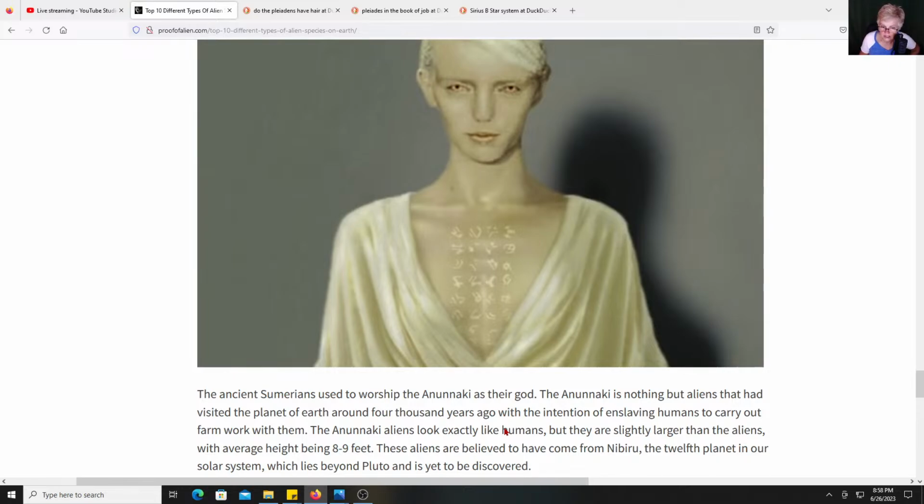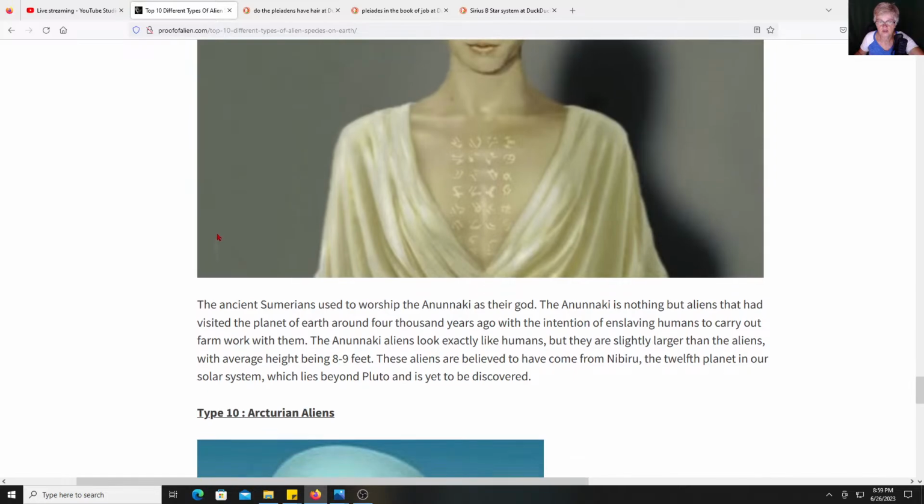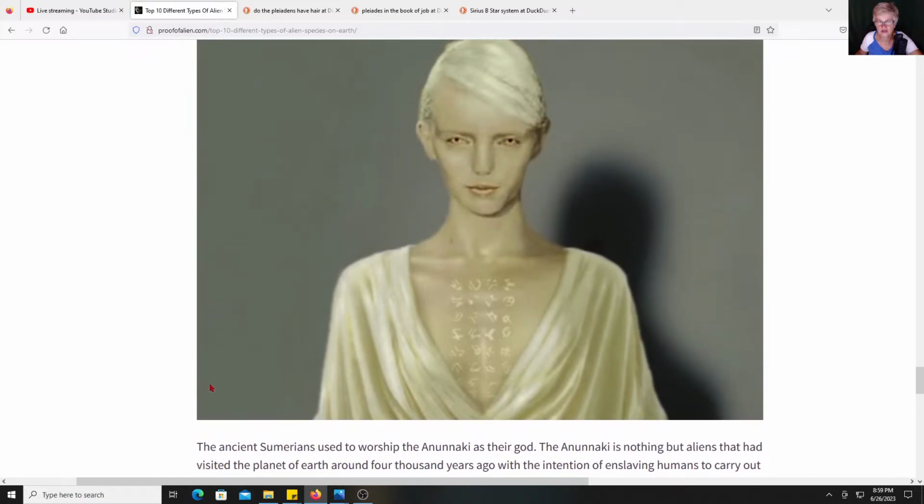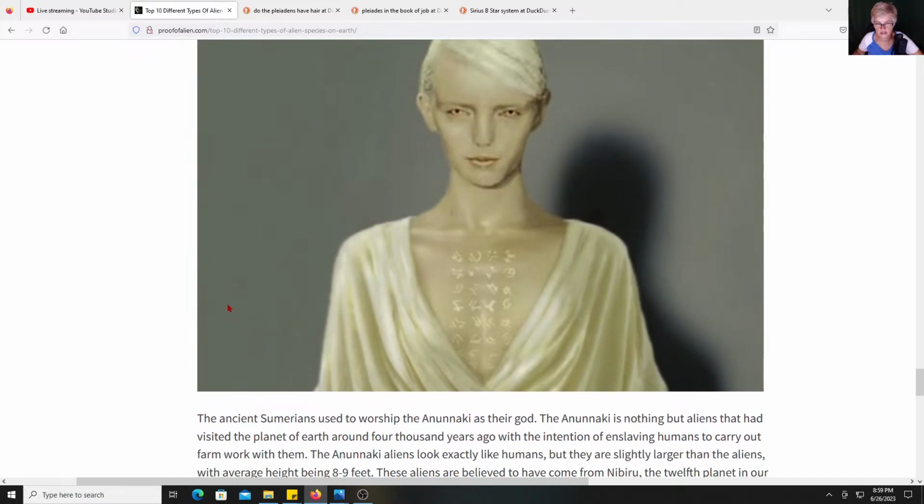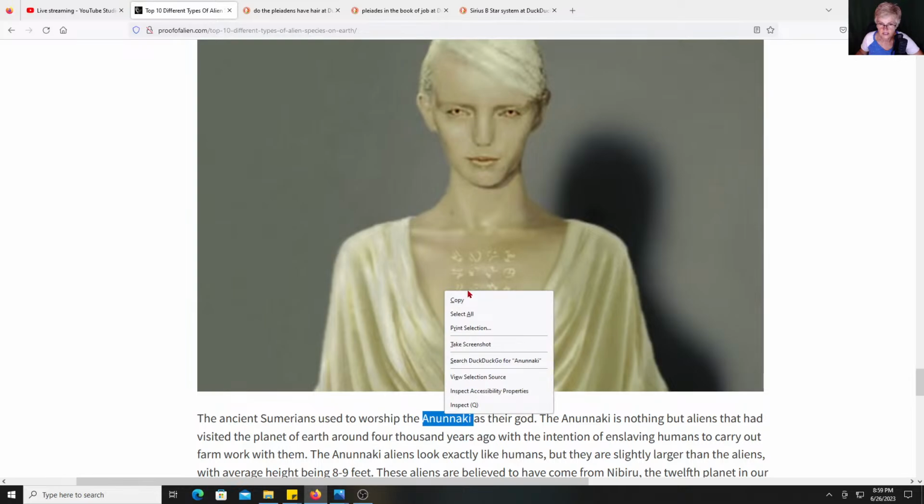The Anunnaki aliens look exactly like humans, but they are slightly larger than the average human, with an average height of 8 to 9 feet. These aliens are believed to have come from Nibiru, the 12th planet in our solar system, which lies beyond Pluto and is yet to be discovered. But I've never seen a depiction of the Anunnaki looking like this. Have you all? Let's see what they would look like.